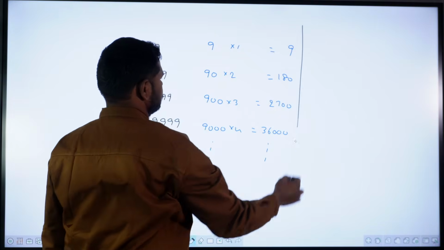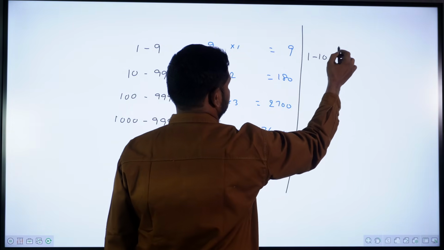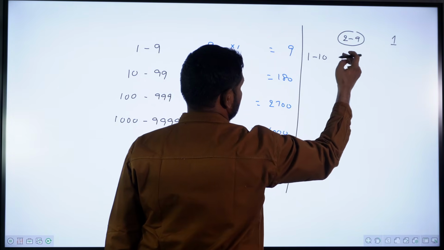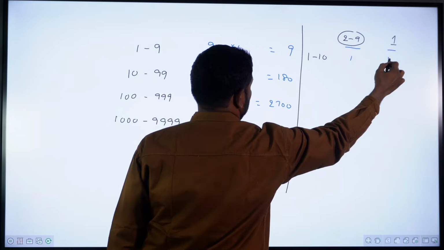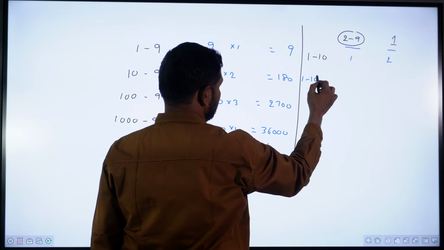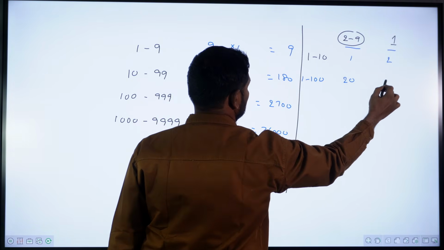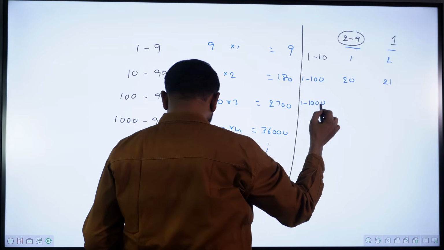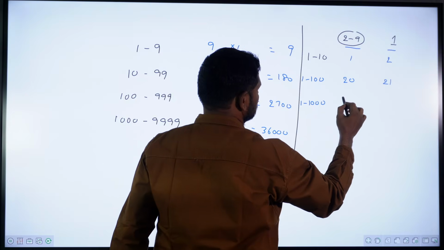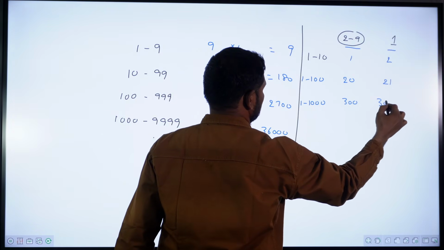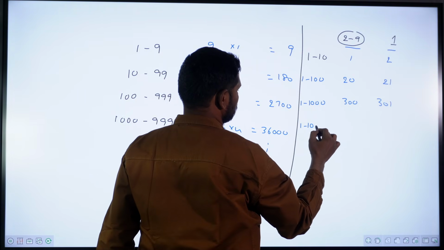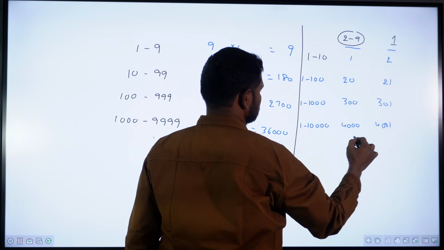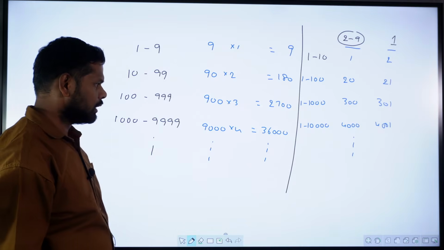And already we know that from 1 to 10, any digit from 2 to 9 appears one time, and 1 appears two times. From 1 to 100, any digit appears 20 times, and 1 appears 21 times. From 1 to 1000, any digit appears 300 times and 1 appears 301 times. From 1 to 10,000, 4,000 times, and 1 appears 4,001 times, and so on. Right? Clear? We saw that.